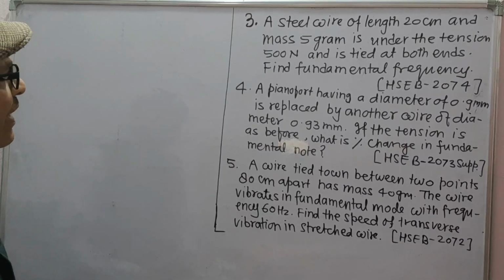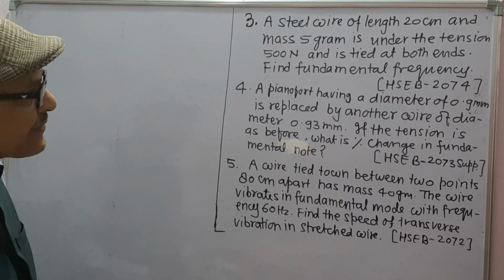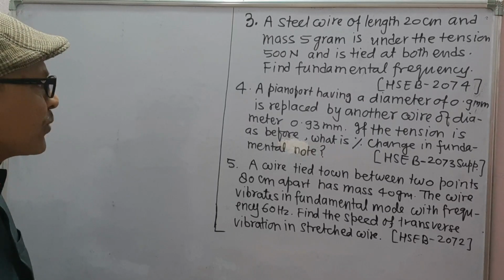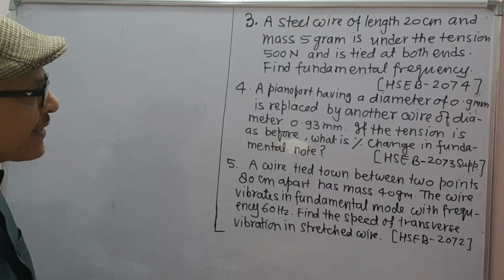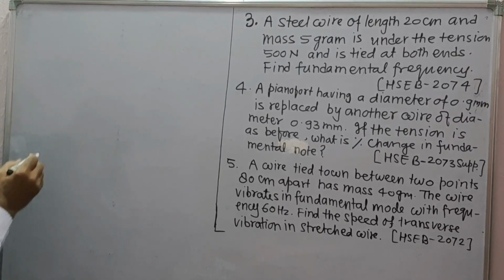Question number 3. A steel wire of length 20 cm and mass 5 gram is under tension of 500 Newton and is tied at both ends. Find the fundamental frequency.